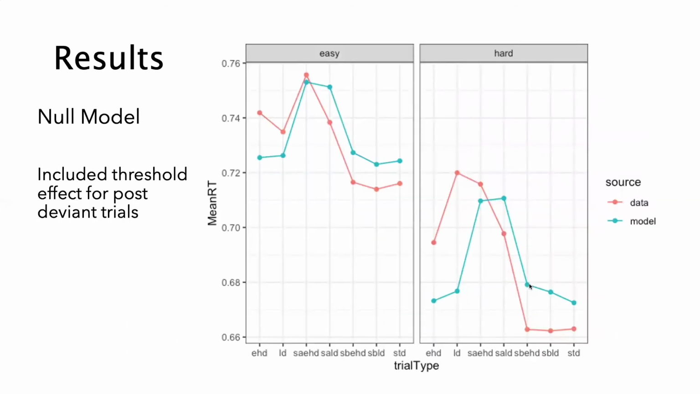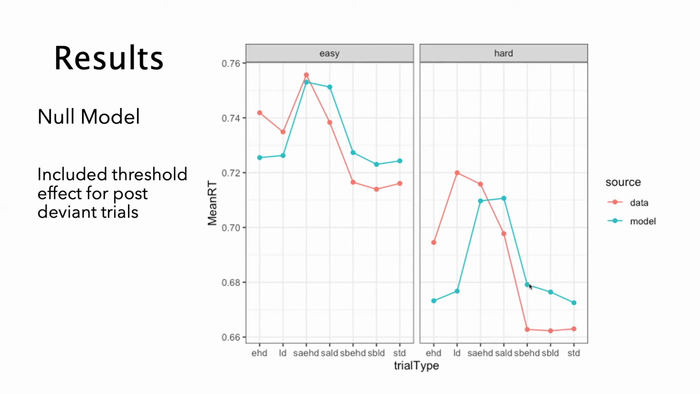Summarizing the results briefly, the null model included the threshold change for post-deviant trials. In these graphs, I'm showing RTs first and then accuracy second across trial types, reading left to right: low deviant, high deviant, then the standards after deviant, the standards before deviant, and standard trials on the far right. There were two difficulty conditions as seen here, with left being easy and right being hard. There was a staircase to different accuracy levels.